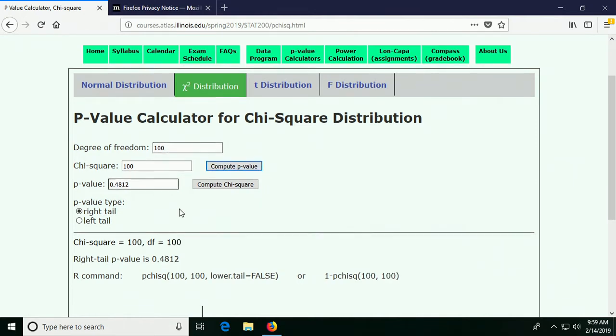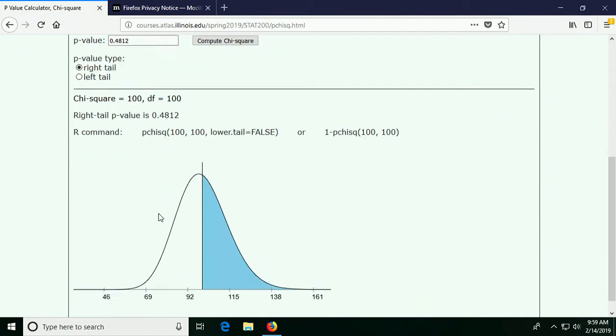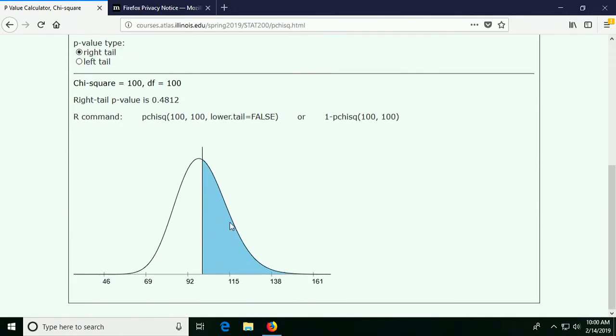Now it's going to be very symmetrical, and the area of this cutoff is going to be close to 50%. Okay, so that's the idea with the chi-square distribution. You're going to see it over and over and over again, because basically it is the sum of z-squares.